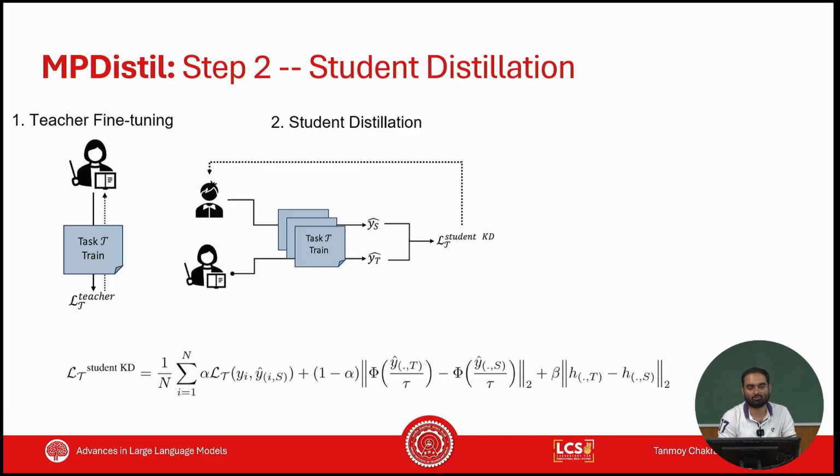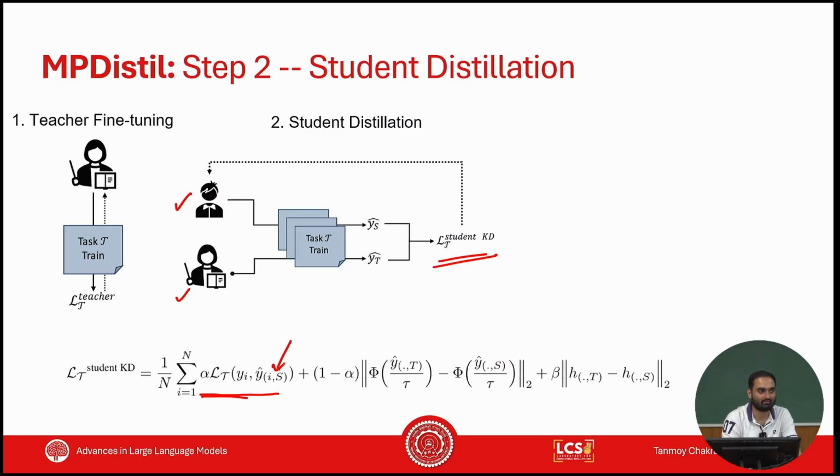Step 2 is student distillation. Again, this is the usual process. I have the teacher, I have the student, I have the task-specific training data, right? And the loss function that I calculate here is a simple student's loss. Now look at this logic.